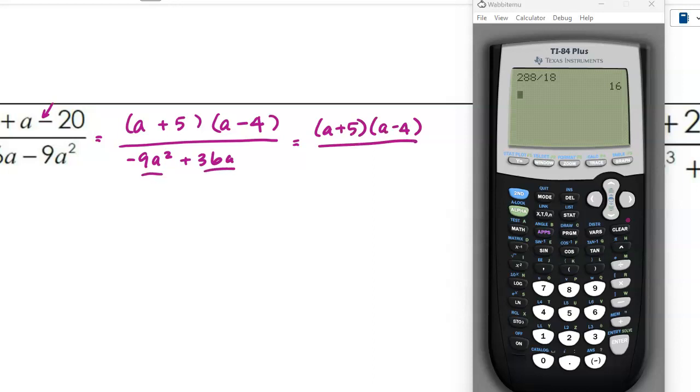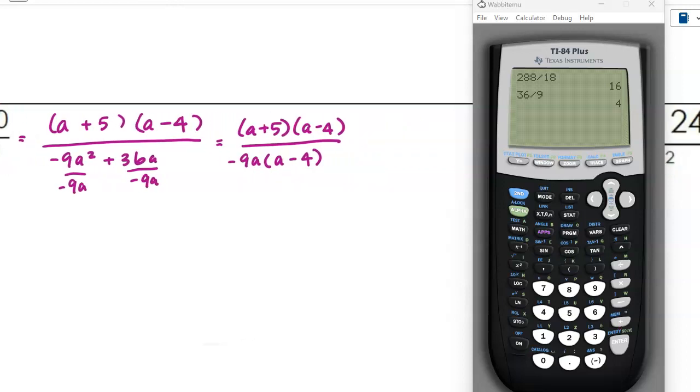Let's go ahead and see what we have for common factors here. I have a negative 9. I could take out a negative 9. And an a minus, is it 36 divided by 9? 4. Okay, I just took out a negative 9a from both of these, if you want to check it that way.